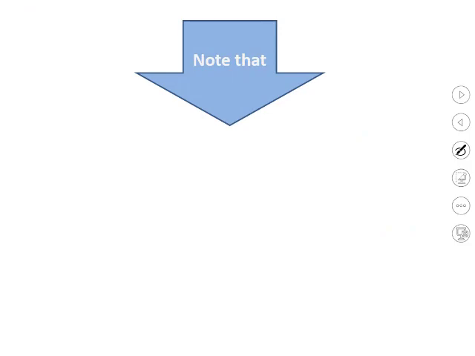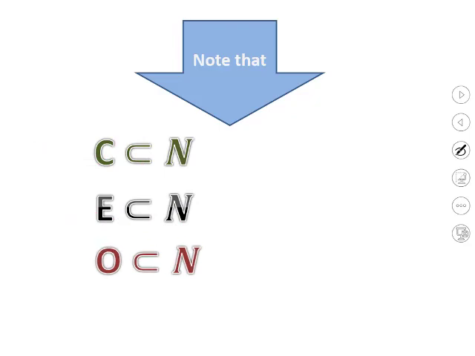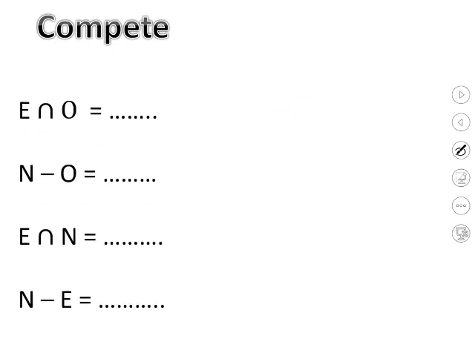Let's remember that again. C subset of N, E subset of N, O subset of N, and B subset of N. C, E, O, B are all subsets of the set of natural numbers. Let's solve this type of questions. Complete: even number intersection odd number.